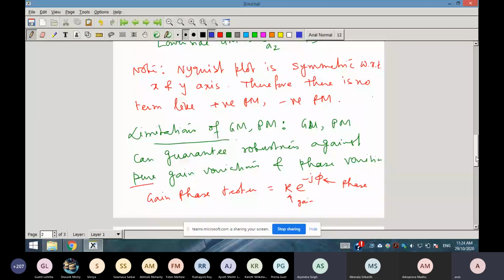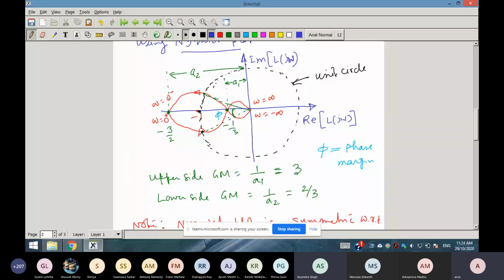So here, for this example, for phase margin you can take this angle or this angle. This angle, if you take, will be positive phase margin, and this angle, if you take, is negative phase margin. Since this is symmetric about your x-axis, positive phase margin equals negative phase margin here. So you basically need symmetricity about the x-axis, not about the y-axis, it is not required. Okay.